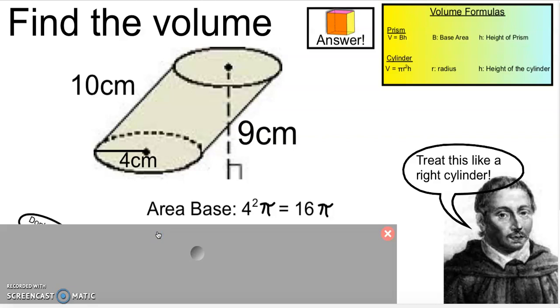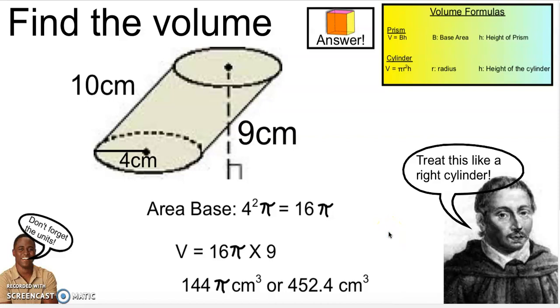Do I multiply it times the tilty height of 10, or do I times it by the actual height of 9? And according to Cavalieri's principle, I'm going to treat this as the physical height. So not the tilty height, the physical height, like how much literally it takes for me to get from the bottom to the top. So I take this number and multiply that times 9, not times 10, but times 9. And I get 144 pi cubic centimeters, and I can multiply that out by getting rid of the pi and be left with 452.4 cubic centimeters. So that's the deal with Cavalieri's principle.